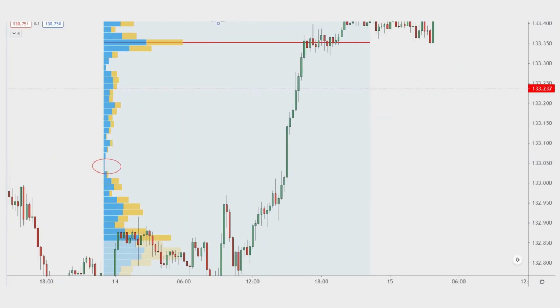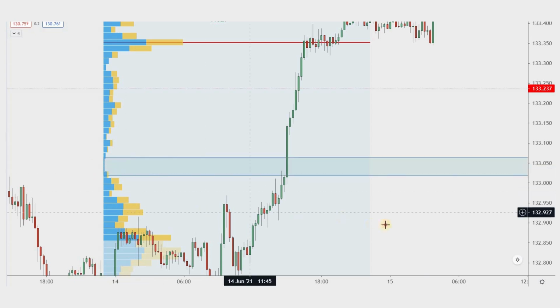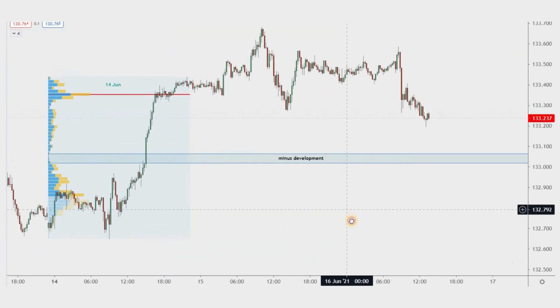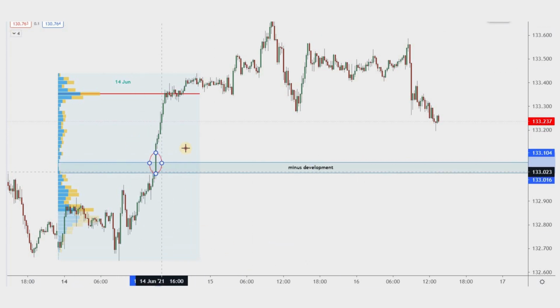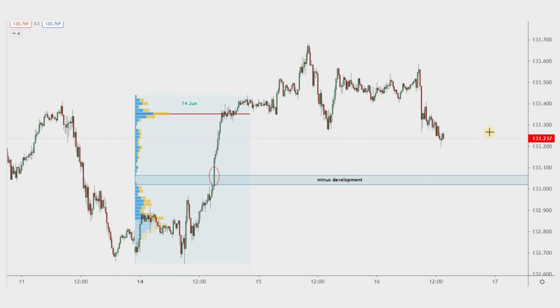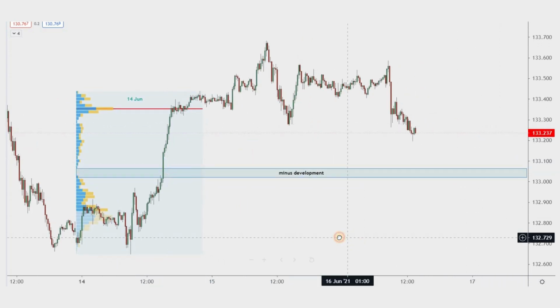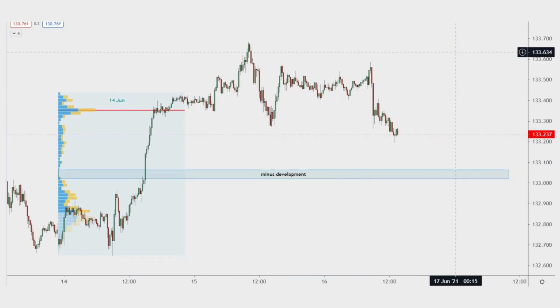We noticed a minus development zone. It indicates the direction of capital flow. Very little time is traded there. This is the area of breakouts or breakdowns. It serves as a support or resistance when price revisits it in the future. We see clearly this zone that has no volume on it.